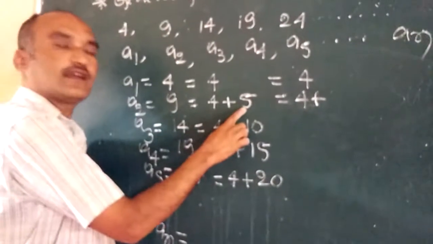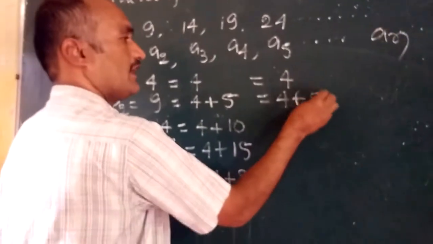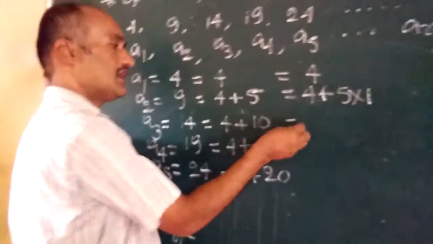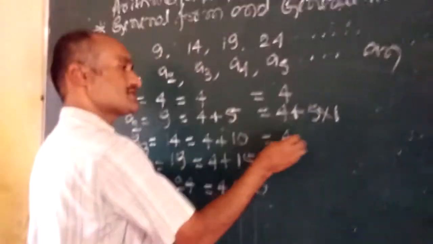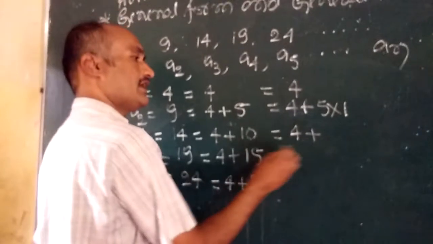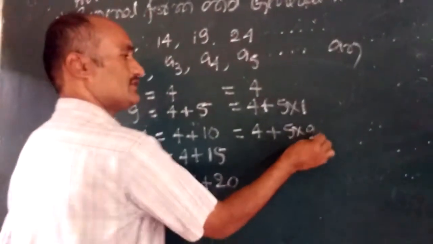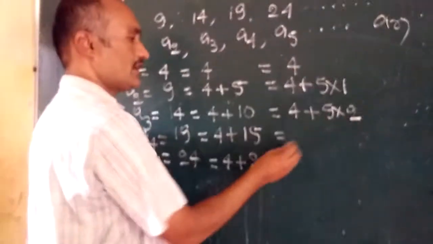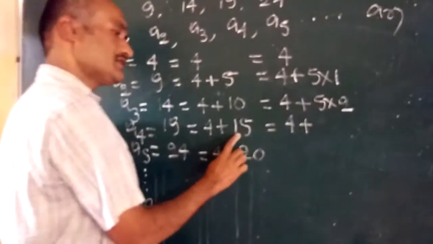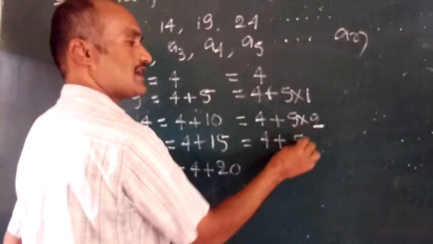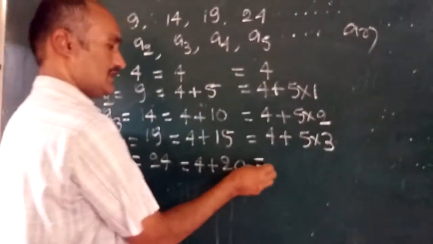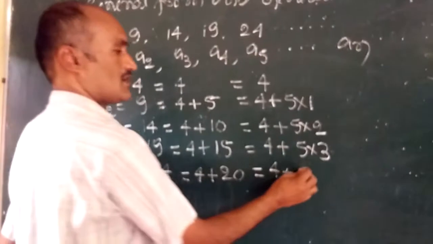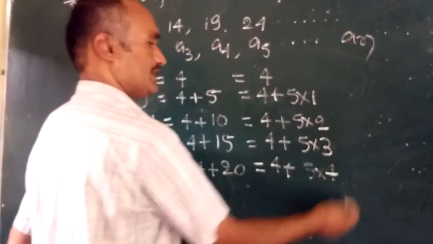And this 5, I can write as 5 into 1, because 5 into 1 is 5 only. And this 10, I can write as 5 into 2. And this 15, I can write as 5 threes are 15. And this 20, I can write as 5 fours are 20.